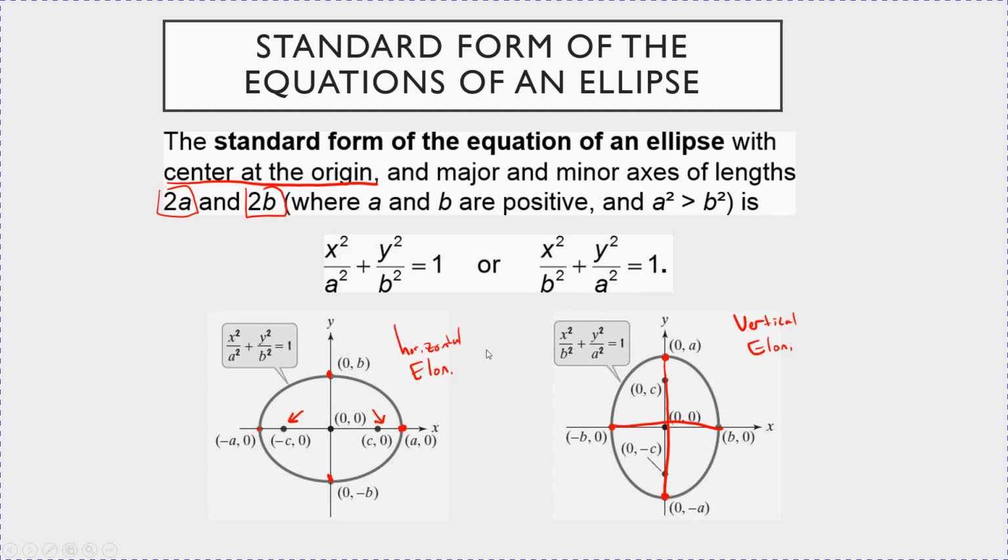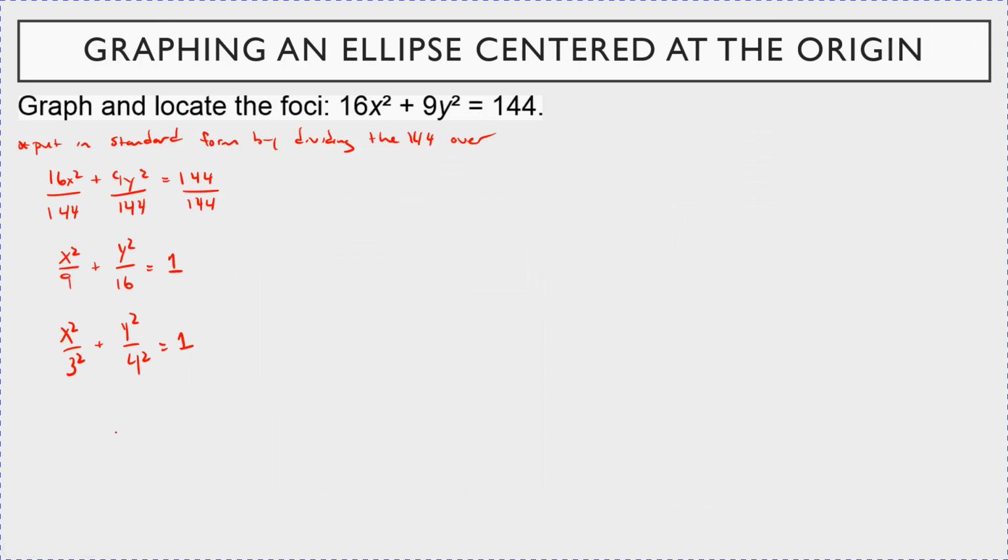So the denominator is larger under the y squared. So the major axis is vertical.